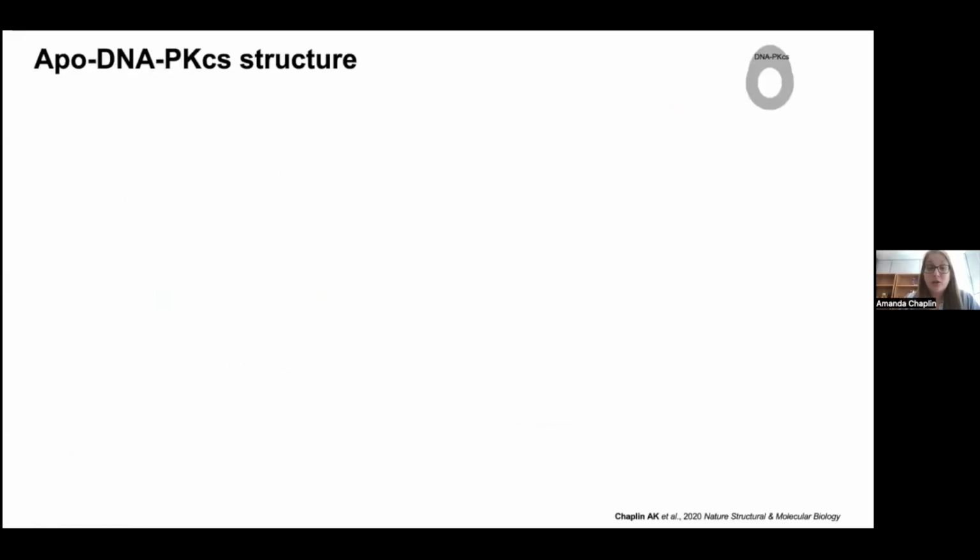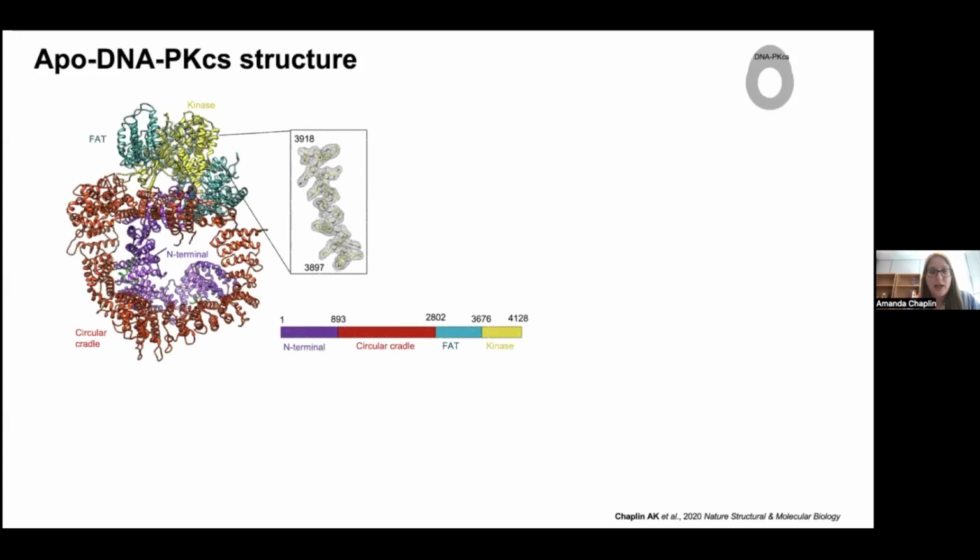We then went on and we improved the resolution of DNA-PKcs. This is this very large kinase. It's one of the largest single polypeptide chain proteins that there is, of about 4,100 amino acids. It's broken up into these 4 main domains: the N-terminal arm in purple, the circular cradle in this reddish brown, and the kinase up here in yellow, which is important in phosphorylating itself and downstream proteins, and that's how the mechanism works.